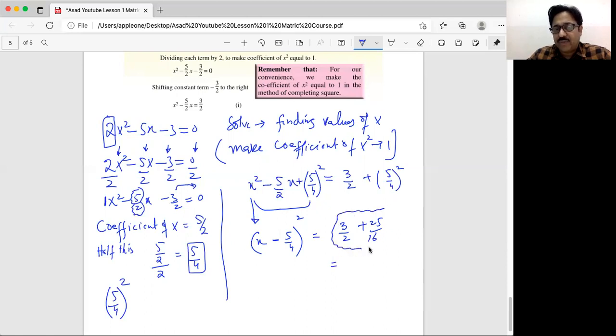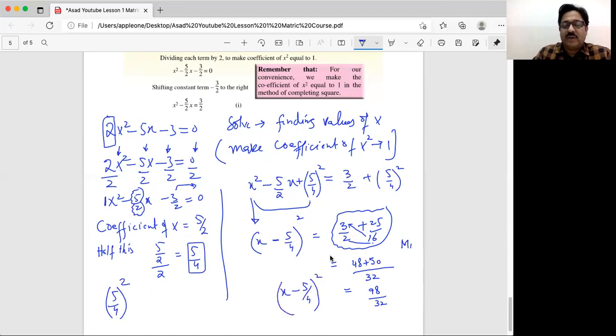Now here, there are two methods of doing this thing. I'm doing both methods here. Now method one: multiply these two. So LCM here, 16 into 2 is 32. Then 16 into 3 is 48. And 2 into 25 is 50. So I got 98/32. Yes, and here is x minus 5/4 whole square.